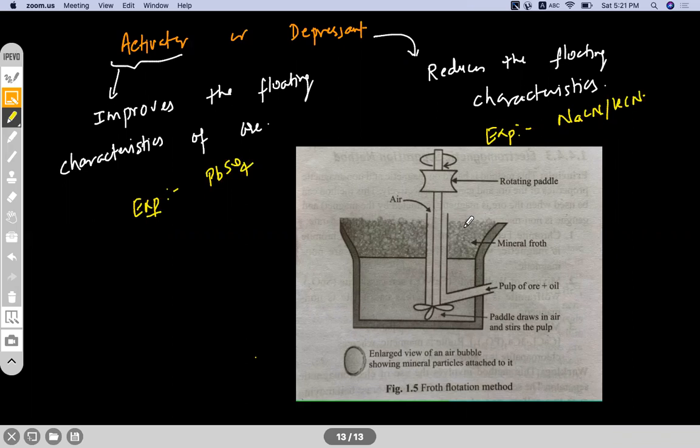Now, when the concentration of ore is done, you get the concentrated ore. Then we have the next method, which we call leaching. Okay, so once we get the concentrated ore, we have the next step for the purification, and that is the third step we have, that is leaching. Leaching, we also call hydrometallurgy.